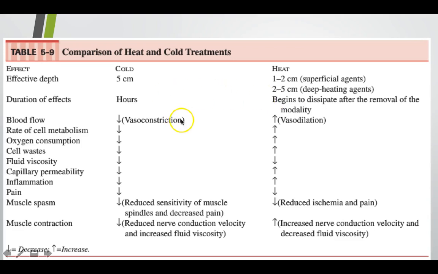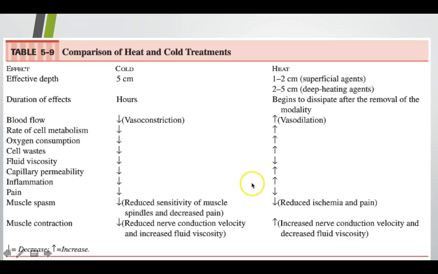Blood flow decreases with vasoconstriction, increases with vasodilation. We get the reverse of cell metabolism, the reverse of oxygen consumption, the reverse of cell waste, the reverse of viscosity increases or decreases. Capillary permeability, also the opposite. So yeah, this arrow should be up. That's a typo in your book. The viscosity increases with cold.